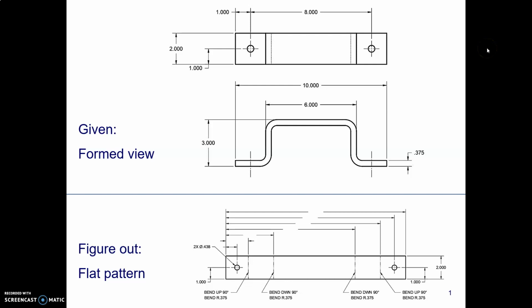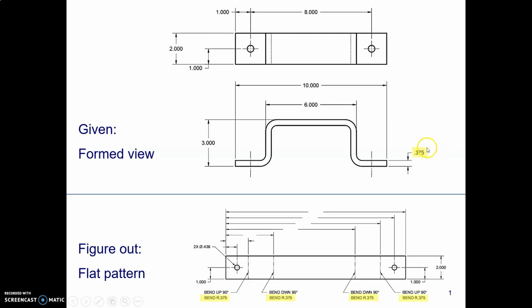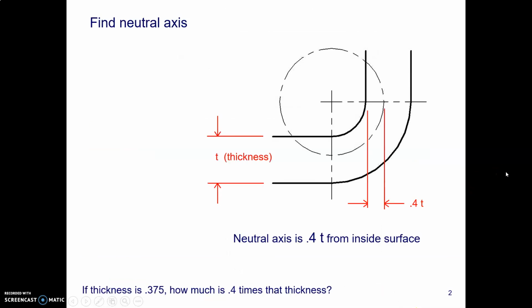Now we'll apply this bend allowance calculation to our actual part that we're going to study. Here is a formed view at the top, and at the bottom is a flat pattern. You'll notice that we are given the material thickness. In a real drawing, this would be in the bill of material, not on the drawing. And we're given the bend radius. So it's 3/8 thick, and it's a bend radius of 3/8.